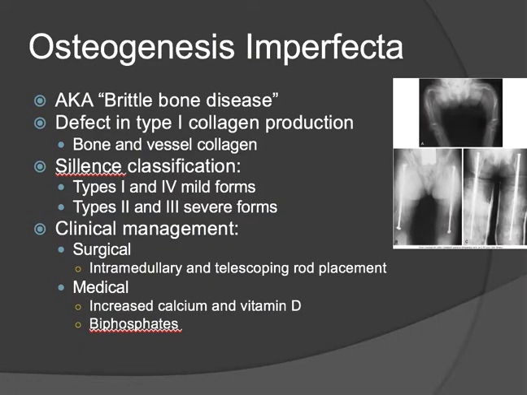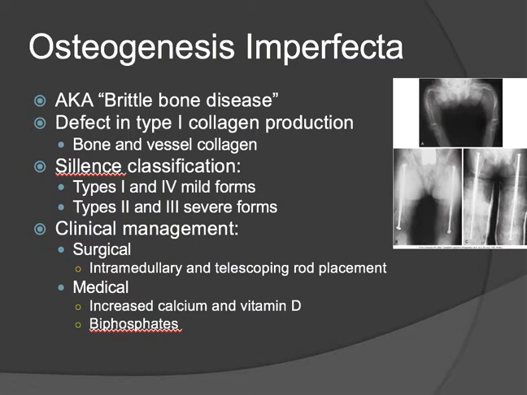All right, osteogenesis imperfecta. This is also known as brittle bone disease. It's a defect in the type 1 collagen production, which is the collagen that is in our bones. It comes in types 1 through 4. 1 and 4 are mild, 2 and 3 are severe. And these kids literally walk and they break their bones.